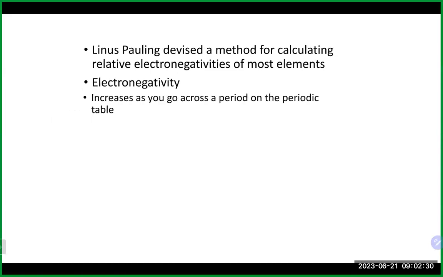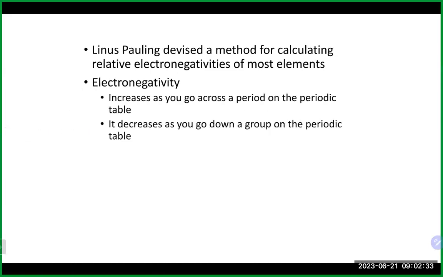Now, a guy by the name of Pauling came up with a method of calculating electronegativity. Basically, Pauling's method runs from 0 to about 4, and 4 is the most electronegative. So something with a value of 4, like fluorine, is very, very electronegative. And something closer to 0 is not very electronegative.